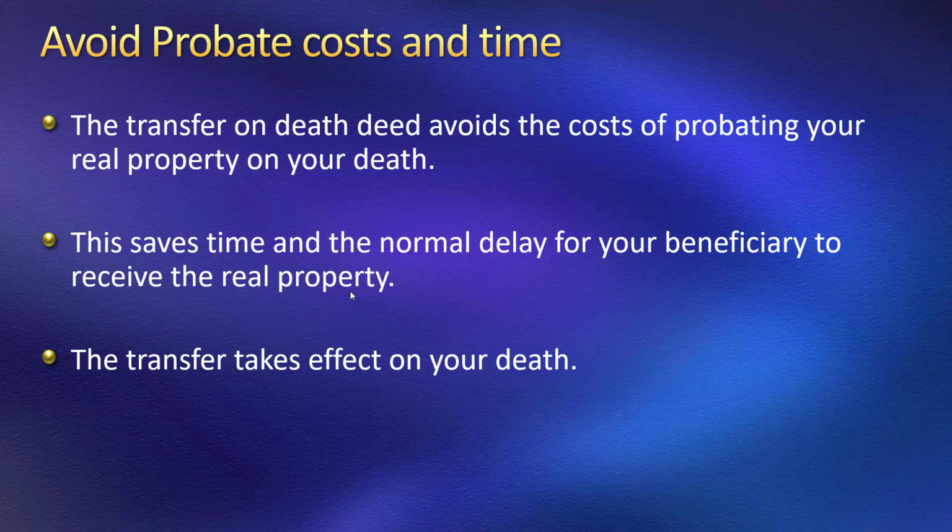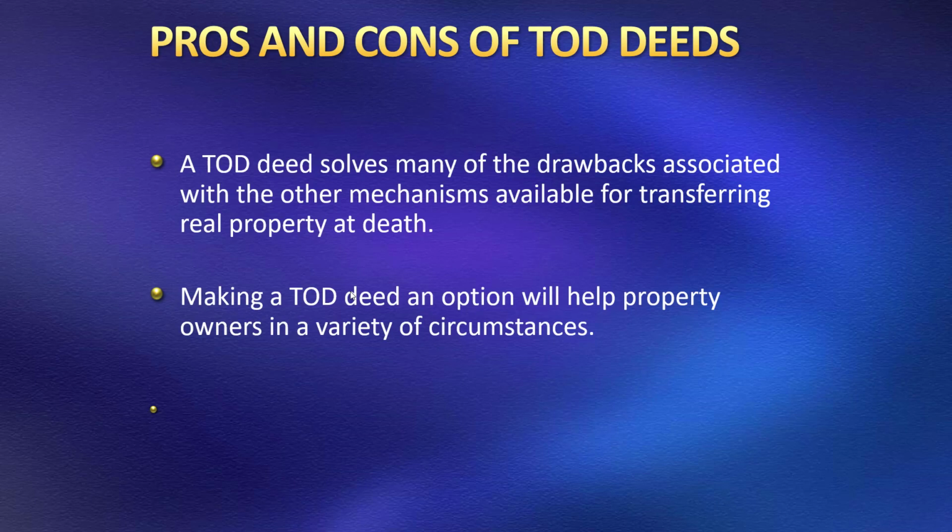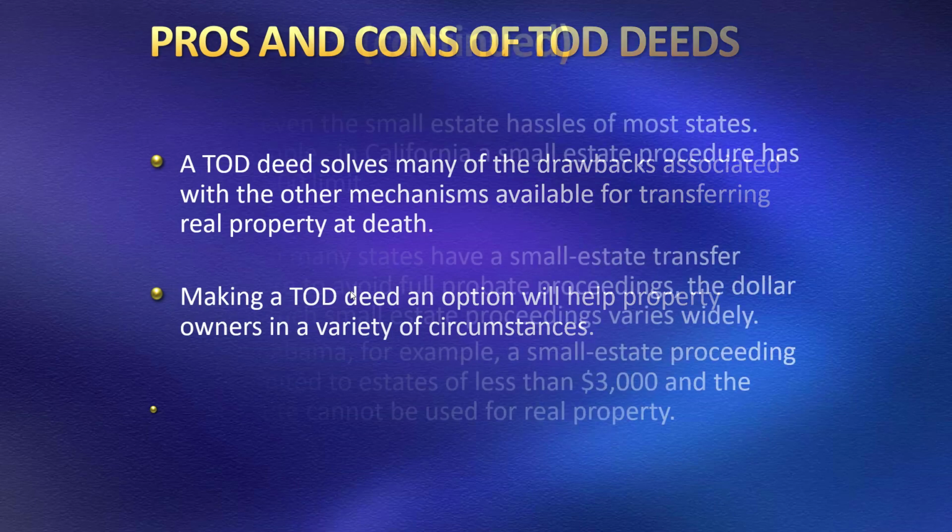You avoid probate costs and time. The transfer on death deed avoids the cost of probating your real property on your death. This saves time and the normal delay for your beneficiary to receive the real property. The transfer takes effect on your death. Pros and cons of transfer on death deeds. A transfer on death deed solves many of the drawbacks associated with the other mechanisms available for transferring real property at death. Making a transfer on death deed an option will help property owners in a variety of circumstances.